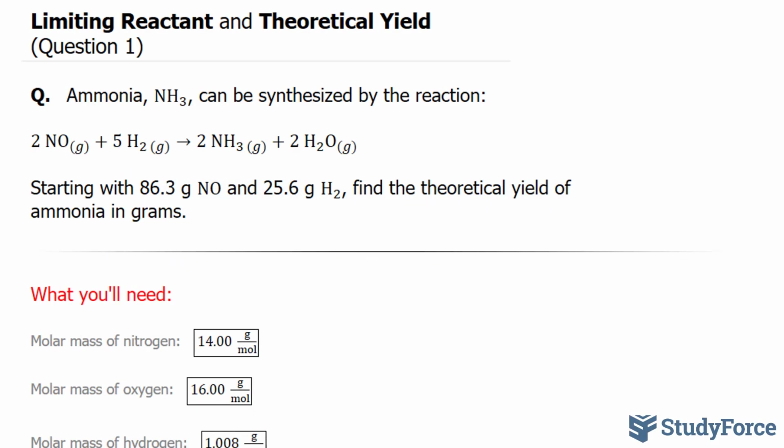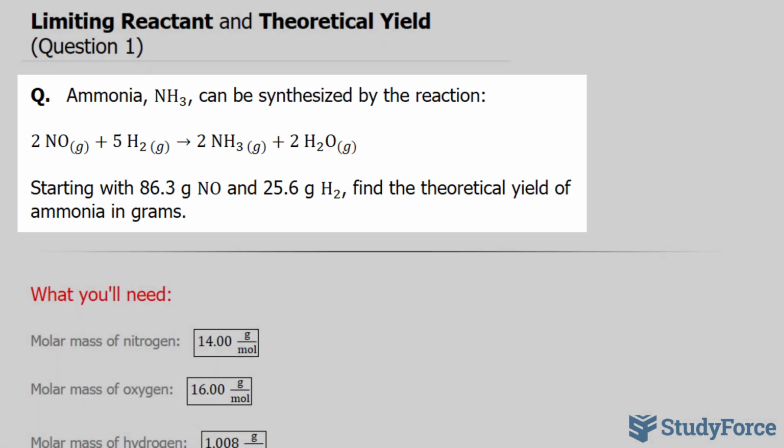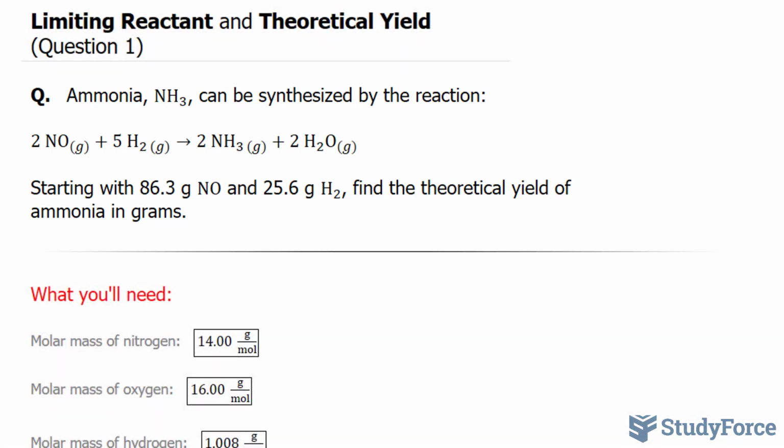In this lesson, we'll discuss limiting reactant and theoretical yield. This is question number 1. The question reads: ammonia, which has the chemical formula NH3, can be synthesized by the following reaction, and that's shown below. Starting with 86.3 grams of NO, nitric oxide, and 25.6 grams of H2, hydrogen gas, find the theoretical yield of ammonia in grams. Let's start with a quick strategy as to what to do here.